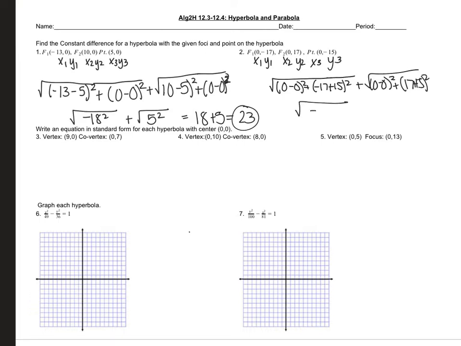Alright, so this is going to be negative 2 squared, plus this is going to be 22 squared. So that's 2 plus 20, which is 24.